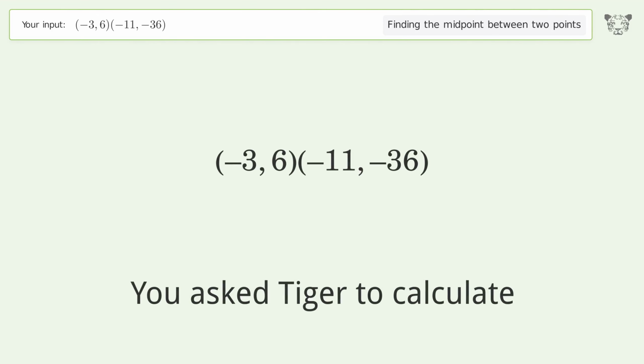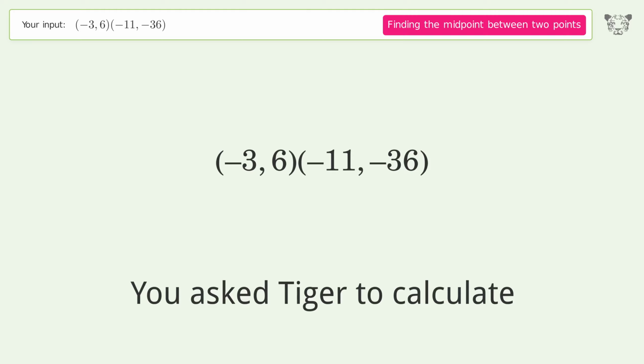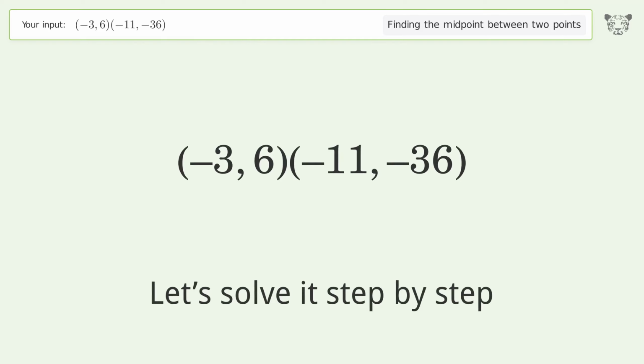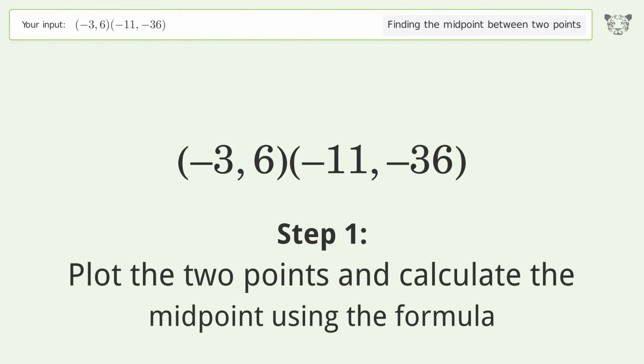You ask Tiger to calculate. This deals with finding the midpoint between 2 points. The midpoint between the 2 points is -7, -15. Let's solve it step by step. Plot the 2 points and calculate the midpoint using the formula.